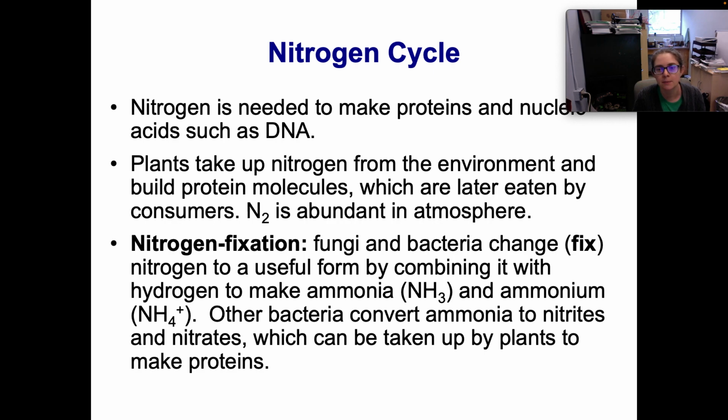Nitrogen gas is abundant in the atmosphere, but it's very hard to use because it has a triple bond, which is very hard to break. So it takes a lot of energy to break the triple bond in nitrogen gas. But there are some organisms that can do it through a process called nitrogen fixation. So the fungi and bacteria change nitrogen gas into a useful form by combining it with hydrogen to make ammonia and ammonium. And this takes a lot of energy. Other bacteria can convert ammonia into nitrites and nitrates, which can be taken up by plants to make proteins.